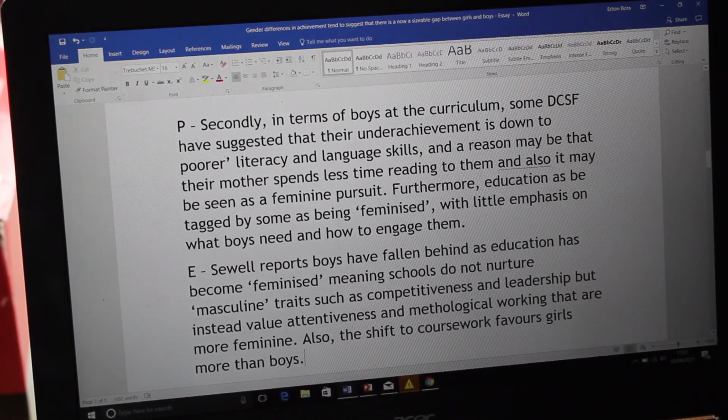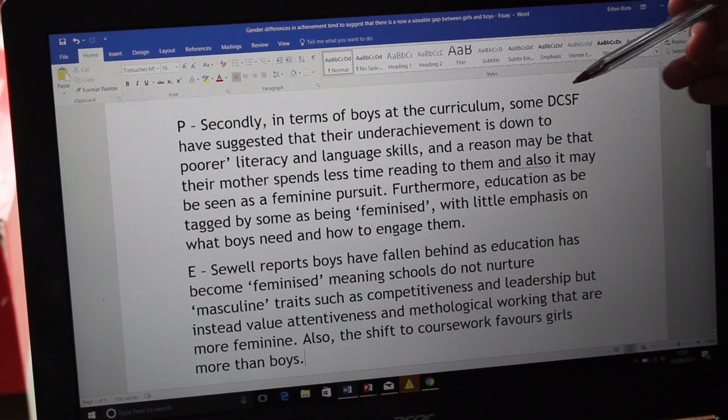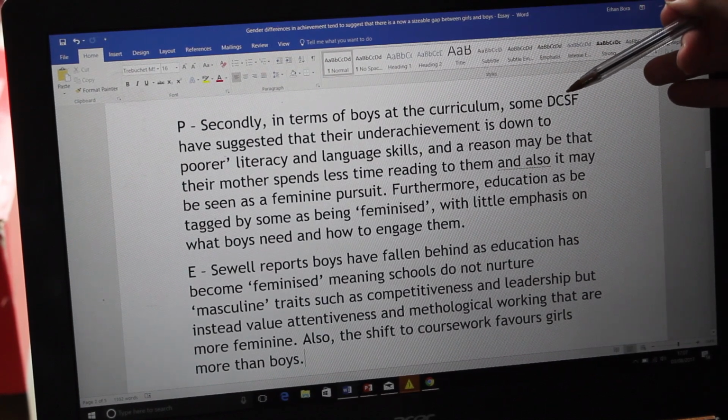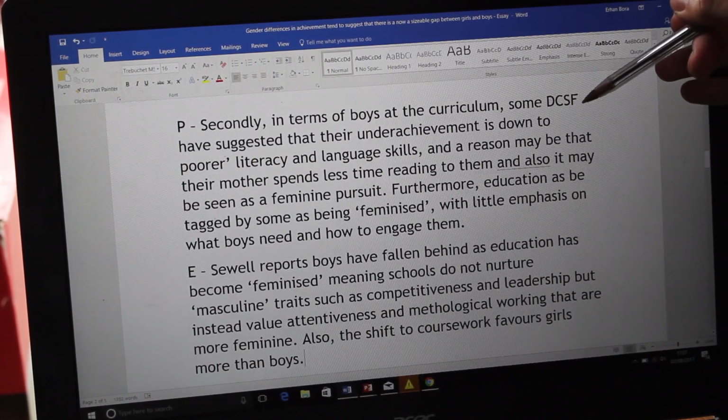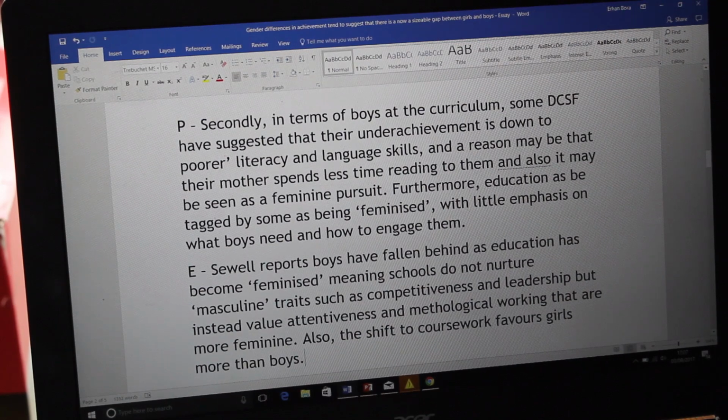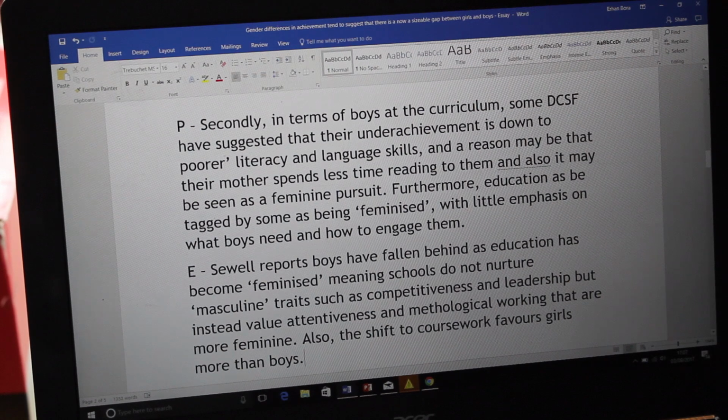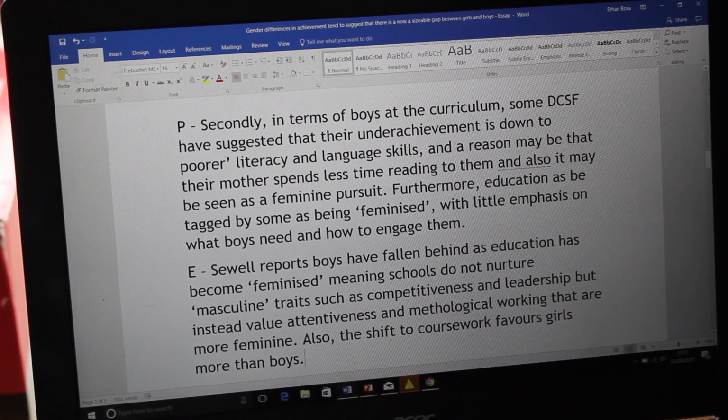In terms of boys and the curriculum, some DCFF, again this is a report from the Department of Education, have suggested that there's underachievement and it's down to poor literacy and language skills. And the reason that might be is because mothers spend less time reading to the boys, and it also may be seen as a feminine pursuit. So this report says that boys are being read to a lot less than what girls are, and overall the view is that it's a feminine thing to do, to read.